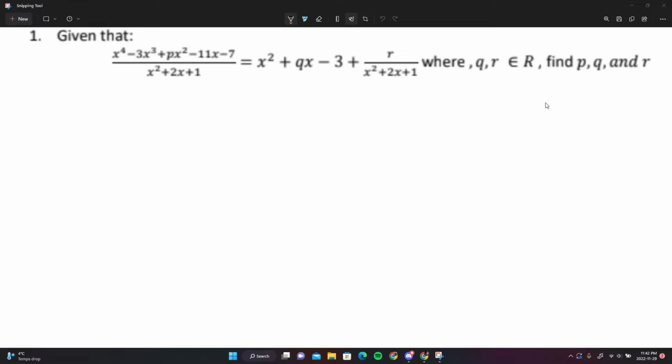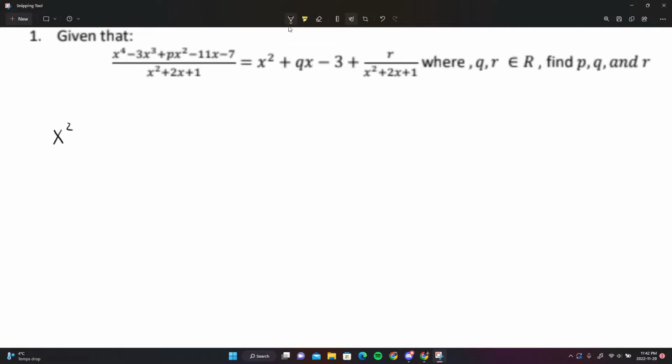So, question 1, I'm not going to read it, but essentially, this question is in quotient form, right? So we've got the divisor over the dividend, and under here we've got the quotient, and then we've got the remainder divided by the divisor, right? The question asks us to find P, Q, and R. So P is here, Q is here, R is here, and we just want to find the values for all of those variables.